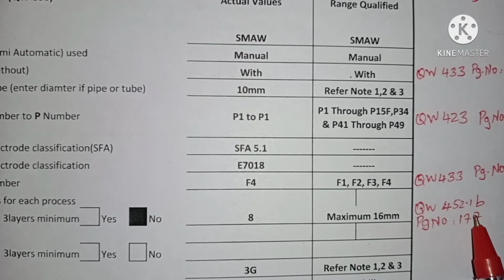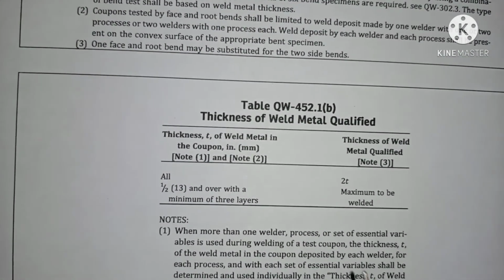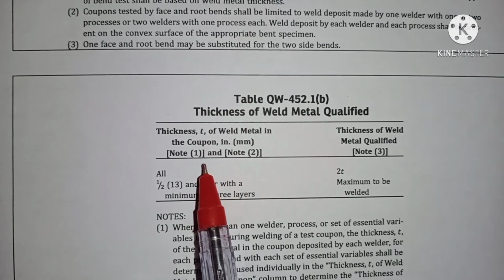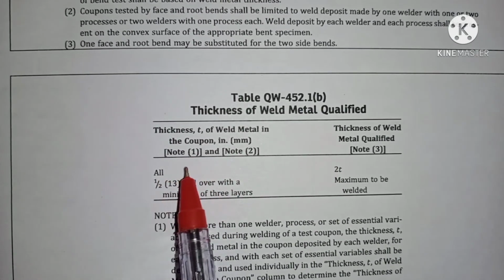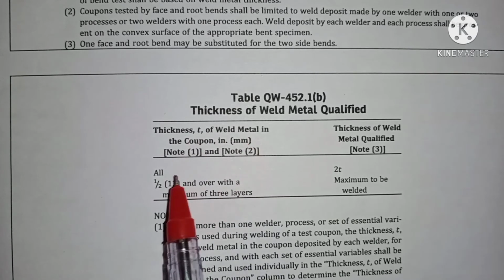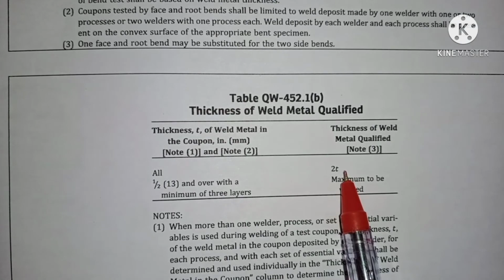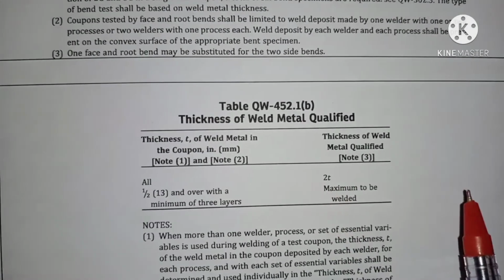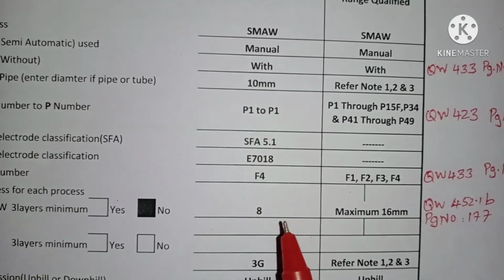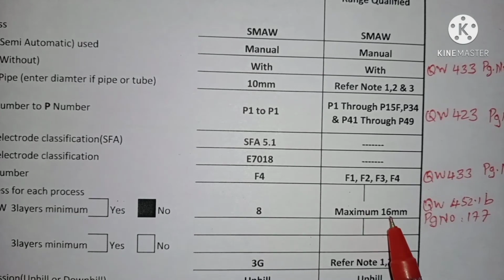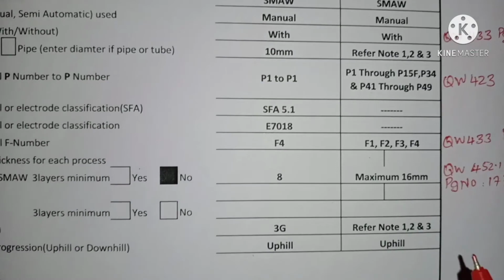So that table is here, QW 452.1b. In this table you can see the actual welded case, the thickness of the welded metal. For all thicknesses the range qualified is 2T, so 2 into thickness welded. So the welder welded 8 mm thickness, so the range qualified is 2 into 8, that is 16 mm.